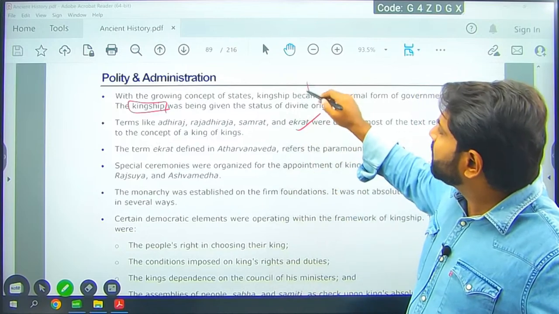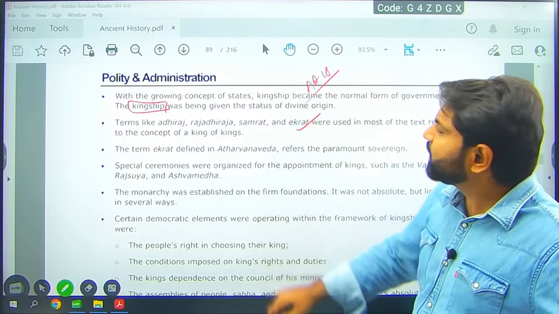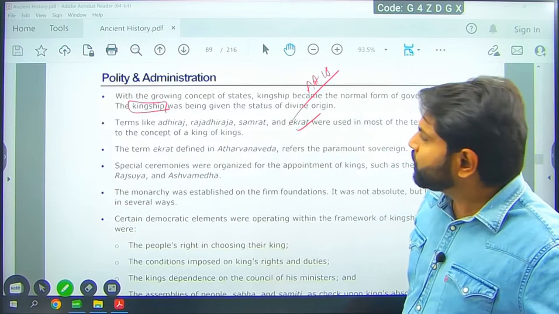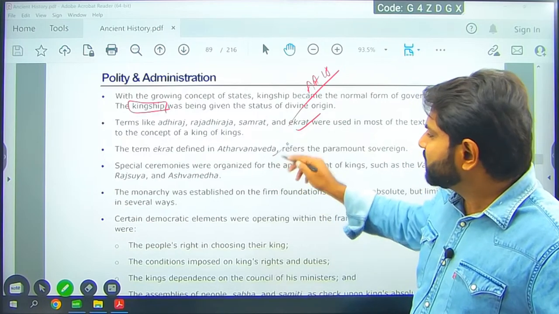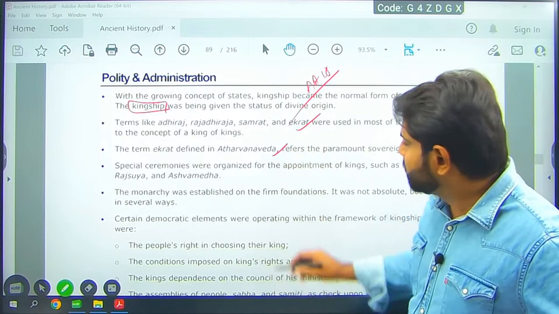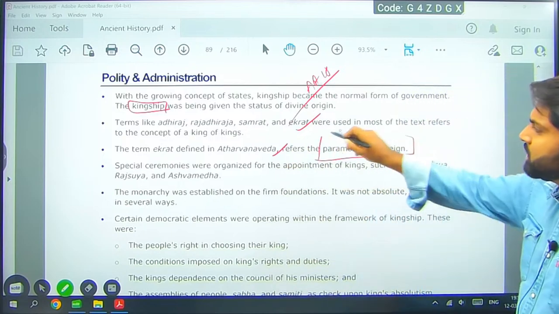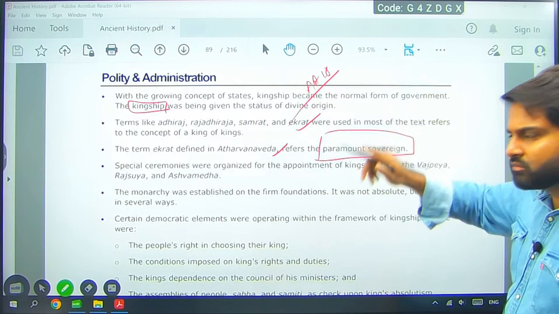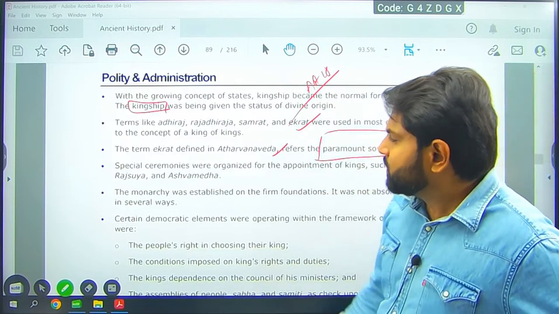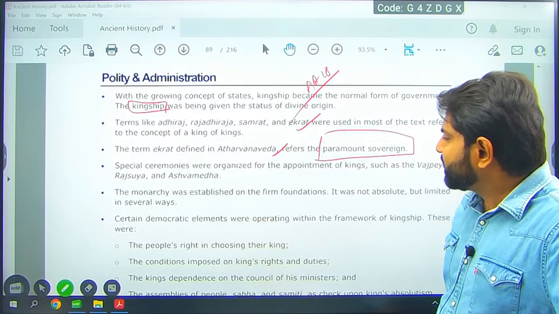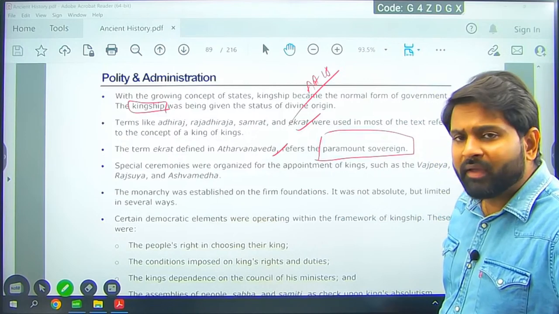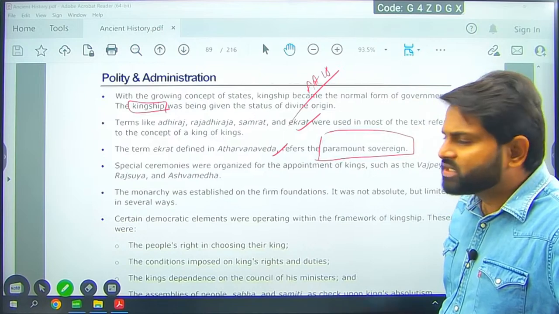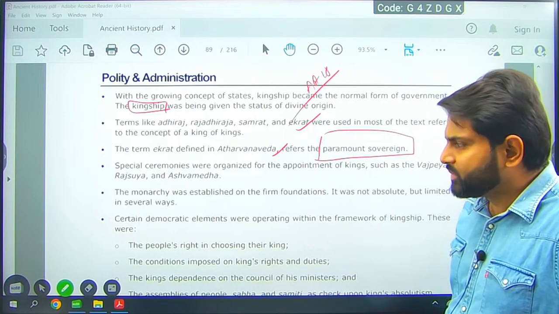According to Article 18 of the Indian Constitution, all such titles are banned now. Most of them refer to King of Kings. The term Ekrat, defined in the Atharvaveda, refers to the paramount Samrat. Special ceremonies were organized for the appointment of kings, such as Vajapeya, Rajasuya, Ashwamedha. So these are the different yajnas performed by these particular kings.